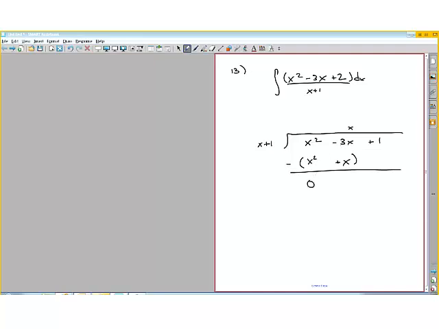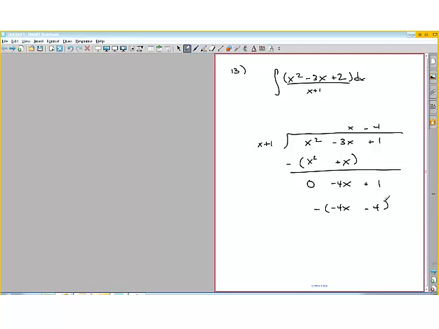3x minus x is negative 4x. Okay, so then we bring down the next term. We say, okay, what number do I need to multiply x by to get negative 4x? Well, the answer is negative 4. So negative 4 times x is negative 4x. Negative 4 times 1 is negative 4.